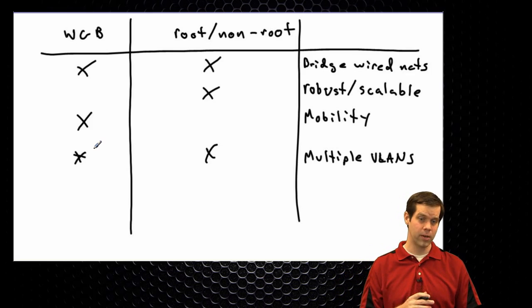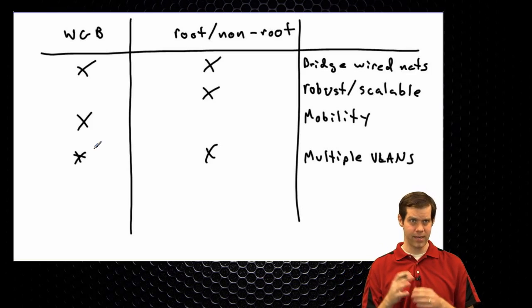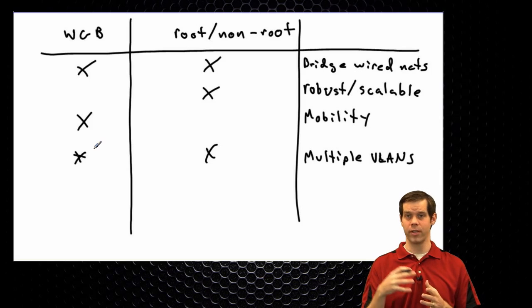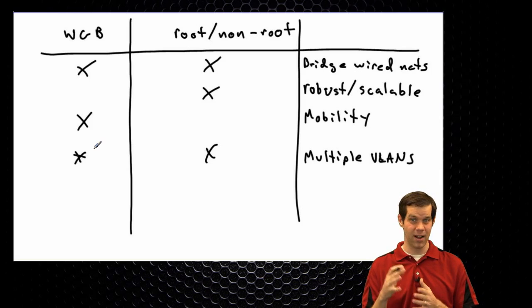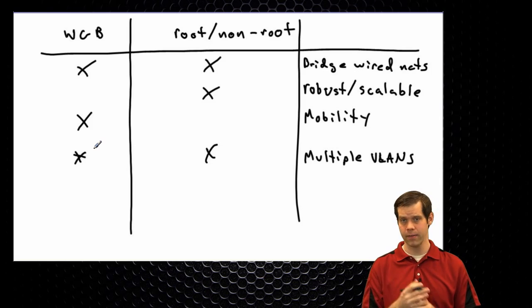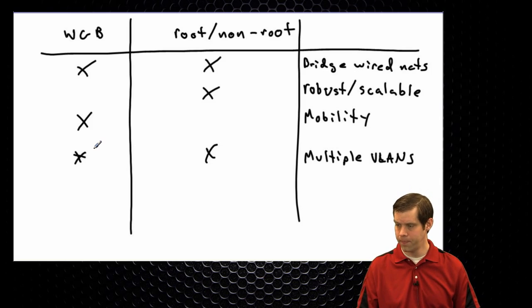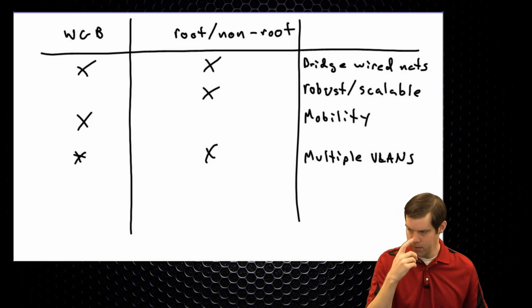Yes, workgroup bridges can do it, but it's sort of not the native functionality. And usually the networks behind a workgroup bridge aren't that large where you are needing multiple VLANs, but it can support it if you need to. Okay, I think that should be the big thing.